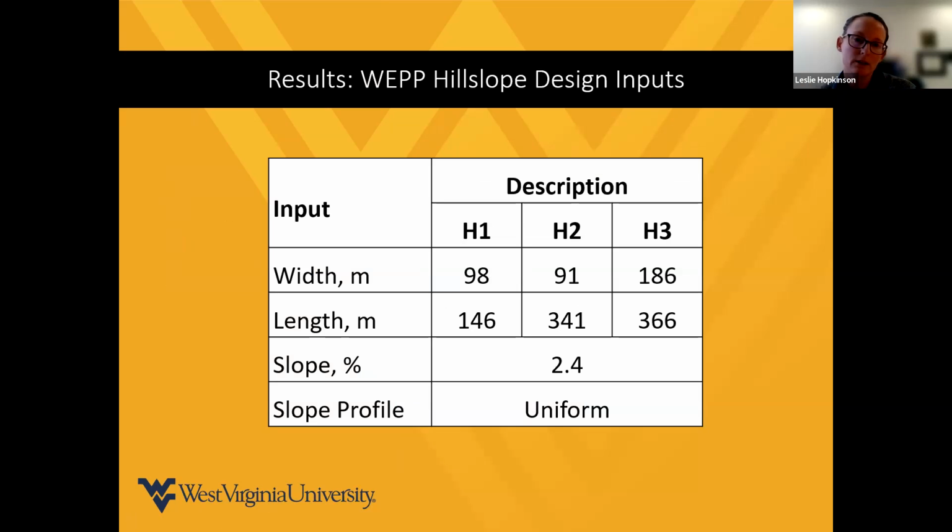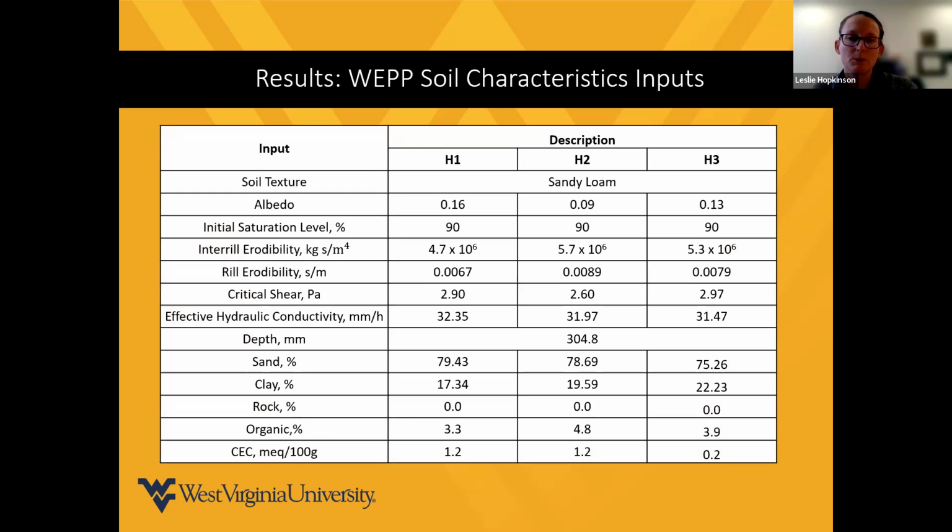This breaks down information of the basic slope profile that we used for each hill slope, the uniform 2.4% design slope. And we also used what we learned from our field measurements to characterize the soil inputs. Soil texture, we determined as sandy loam for all hill slopes. And we also identified percent sand, silt, and clay. There was no rock in our samples. We did that at the WVU Geotech Soils Lab.